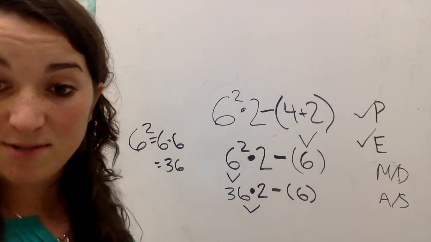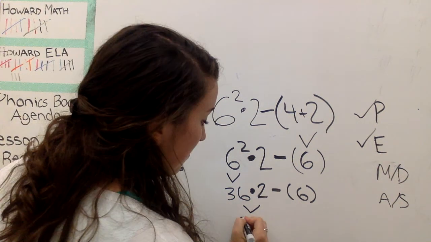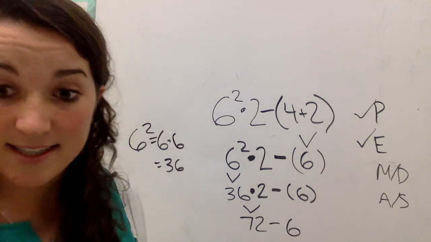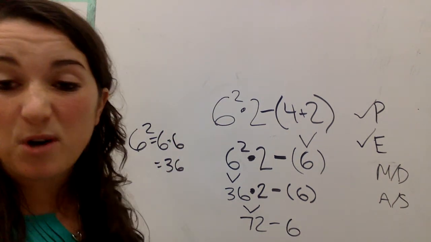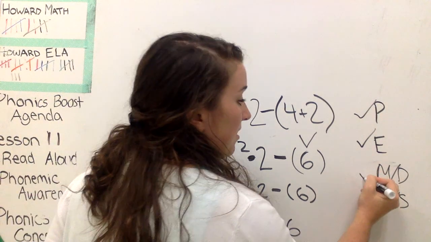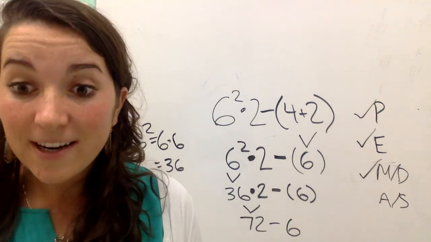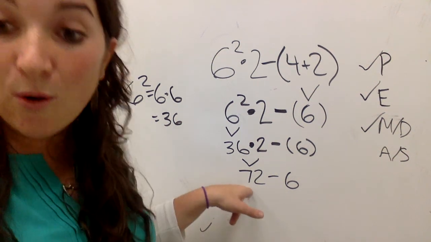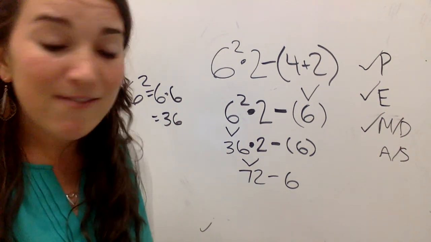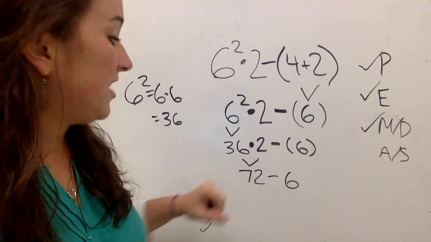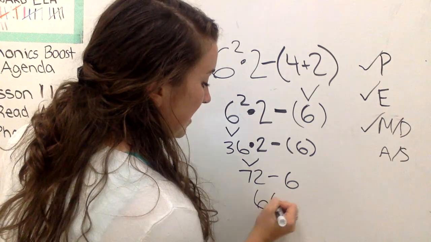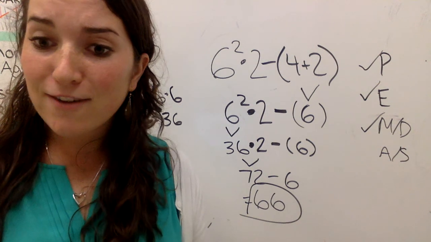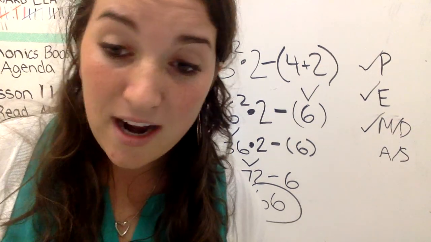So 36 times 2 is 72. So I'm going to write this down here. Again, rewrite everything the exact same way. I don't have any more multiplication or division, so I'm going to check it off. Done. Then go to addition and subtraction, because that's the only thing I have left to do. So 72 minus 6 is going to be 66. And that's our final answer. So put that on your paper.